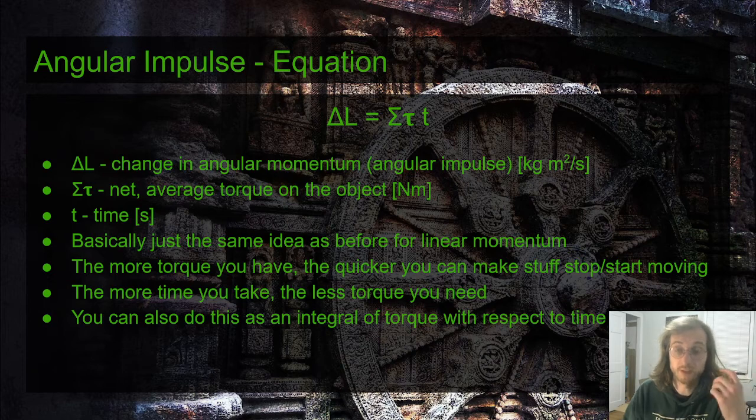Pretty much all you have to do to find that change in momentum is take the torque and multiply by the time. Just like you could take the force and multiply by time, or take a force versus time graph and use that to figure out the linear change in momentum, you can do the same thing with angular change in momentum, but with torque and time.